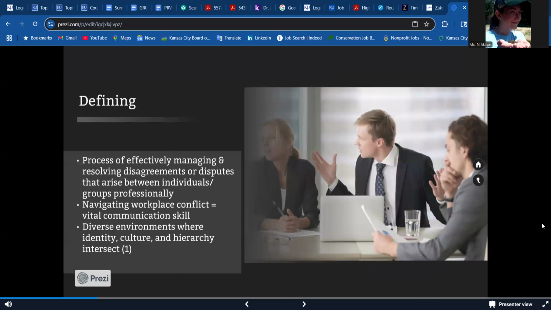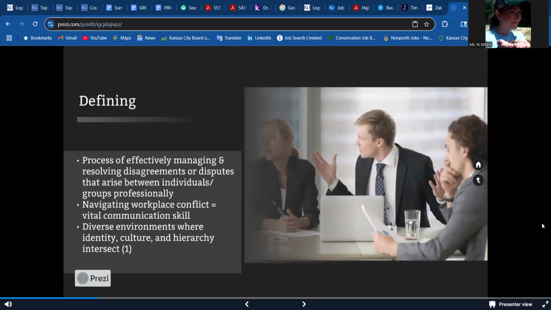So, navigating workplace conflict is the process of effectively managing and resolving disagreements or disputes that arise between individuals or groups of individuals professionally or within a professional setting or within a workplace. This could be virtual, this could be in person, hybrid situation, whatever you have it.